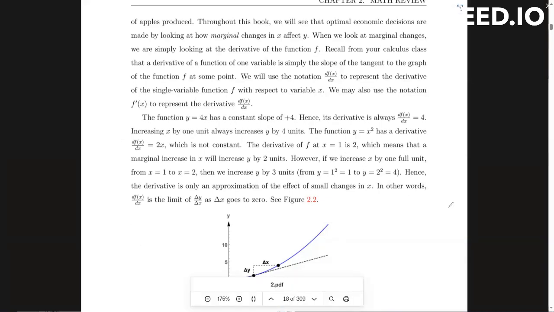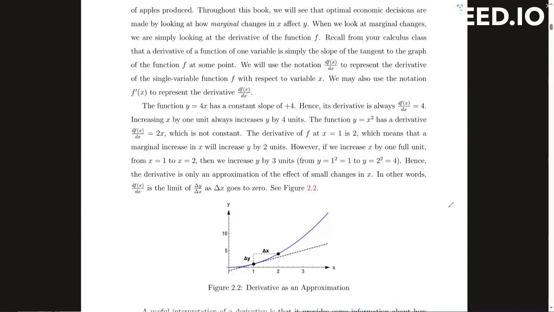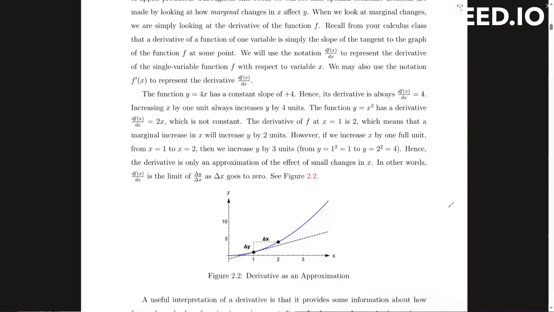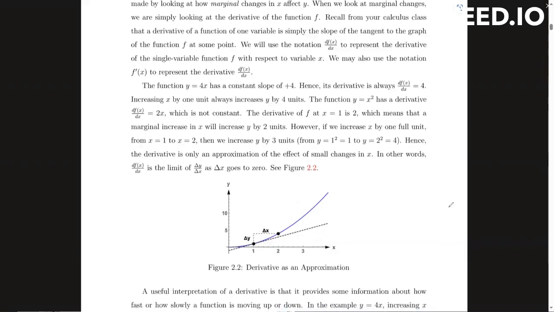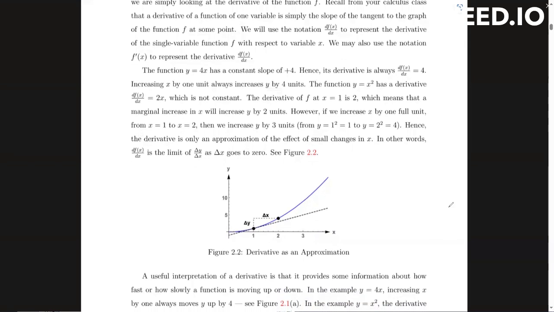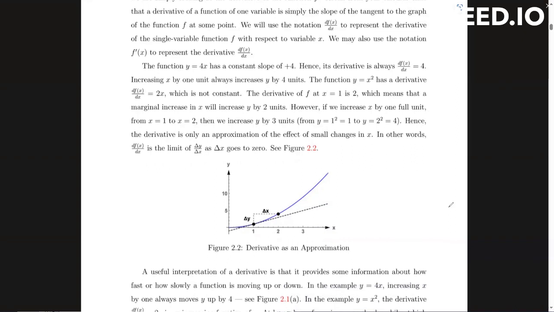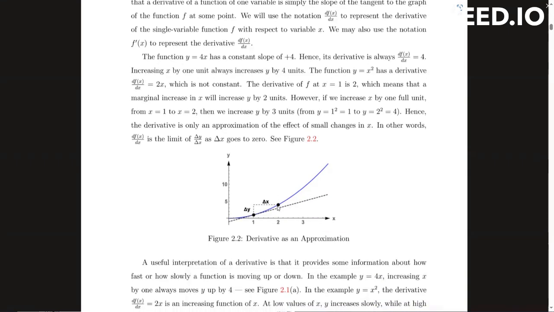Throughout this book, we will see the optimal economic decisions are made by looking at how marginal changes in x affect y. When we look at marginal changes, we're simply looking at the derivative of the function f. Recall from your calculus class that the derivative of a function of one variable is simply the slope of the tangent to the graph of the function f at some point. We will use this notation, one of many, to represent the derivative of a single variable function f with respect to x.